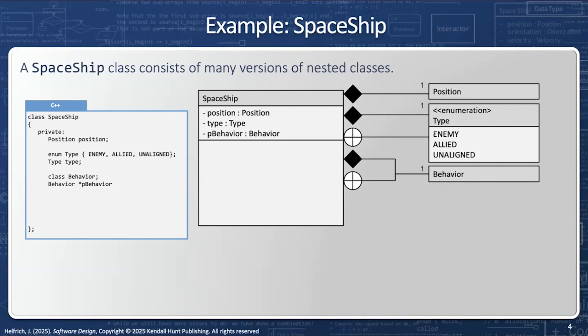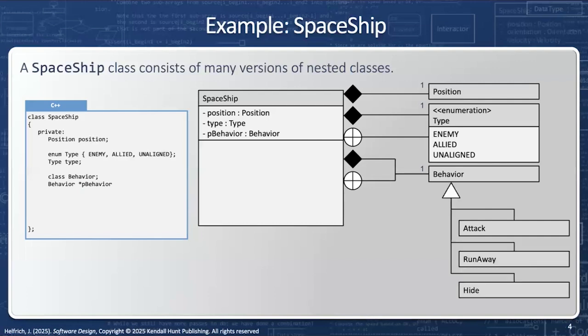Now, it turns out this behavior is a base class. They're not going to have several different types like attack and runaway and hide, all related by inheritance. I can have a nested class have inheritance as well, no problem there. Now, these two nested classes, type and behavior, are private nested classes.